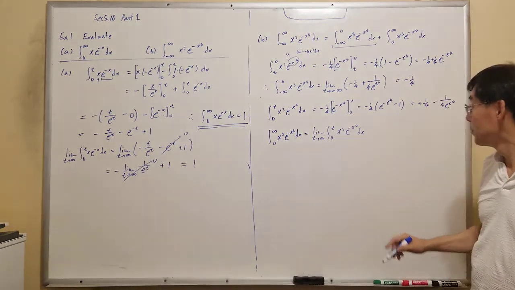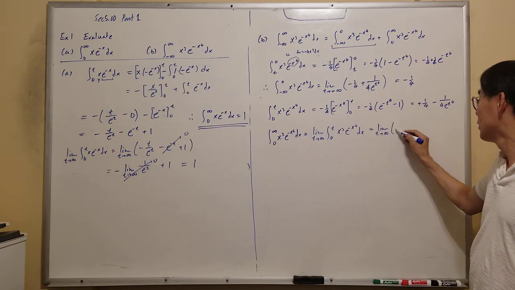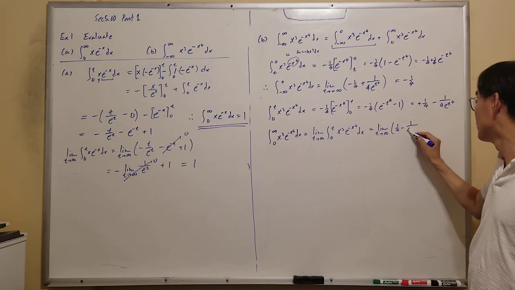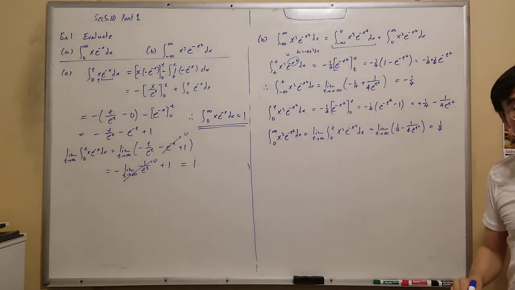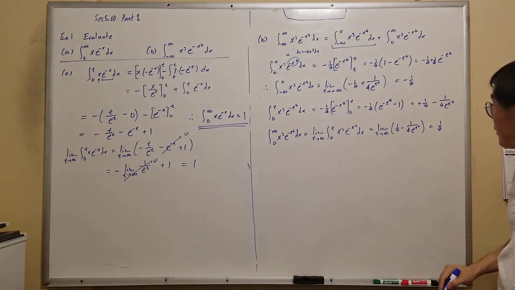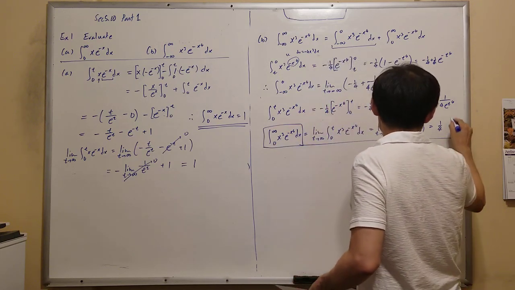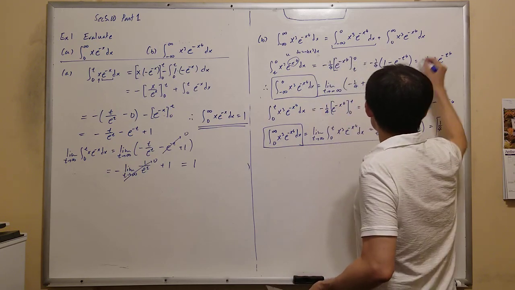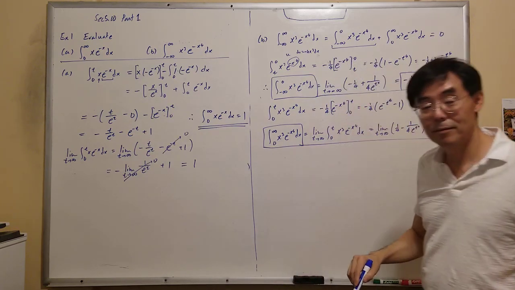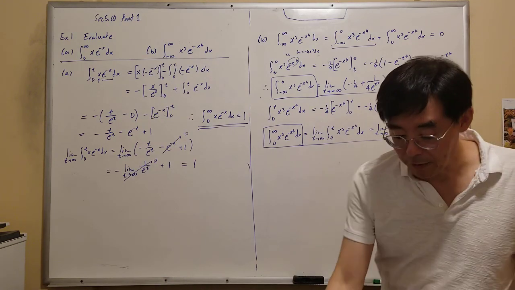Okay? That is the limit as t goes to infinity of 1/4 minus 1/4 e to the t to the 4th. Positive 1/4, this one, 1/4. This one, negative 1/4. So this will be 0. Okay? All right.